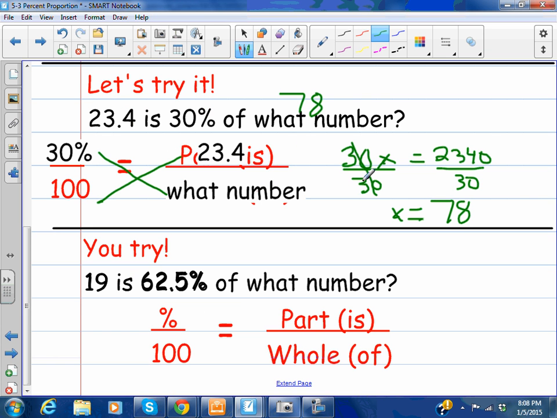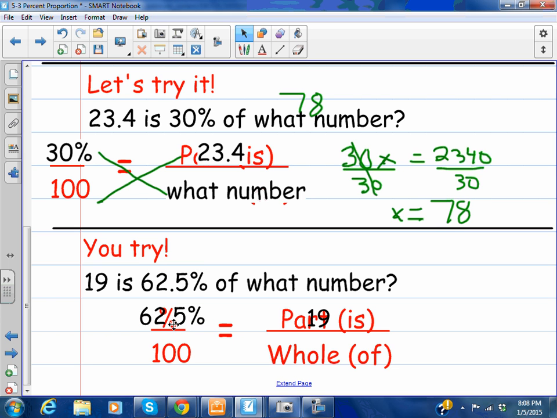Not too bad. And then lastly, give this one a try as well. I'll set it up for you. Don't let the decimals fool you. 19 is, so I put in my is spot. 62.5%, put in my percent spot. What number? Put my variable in where I don't know.